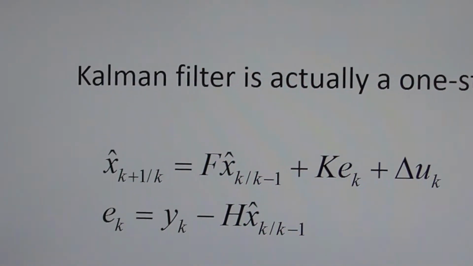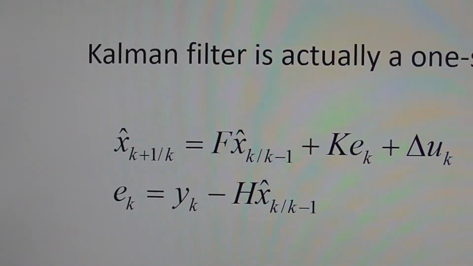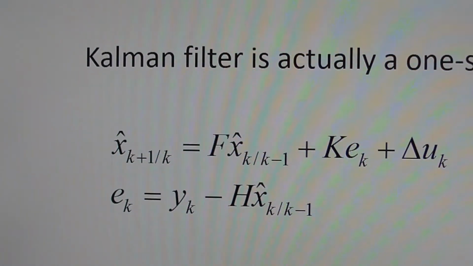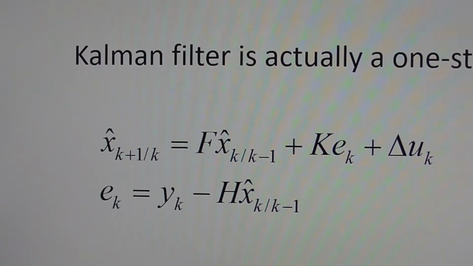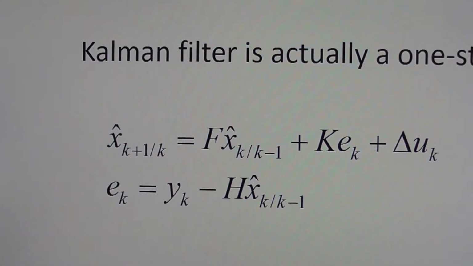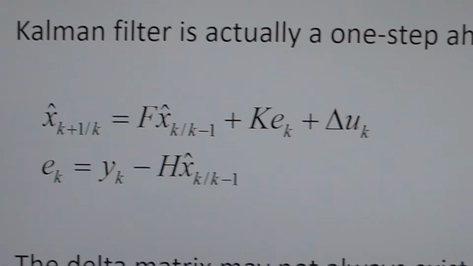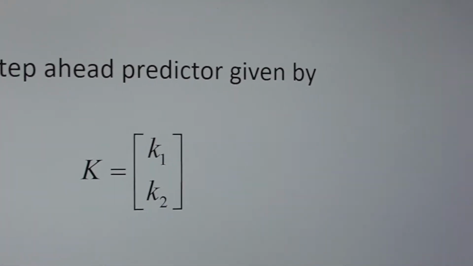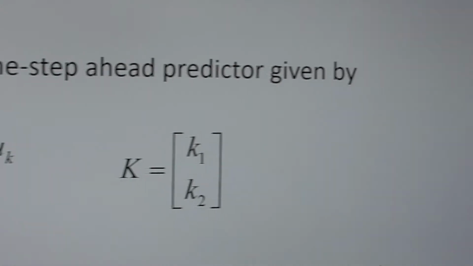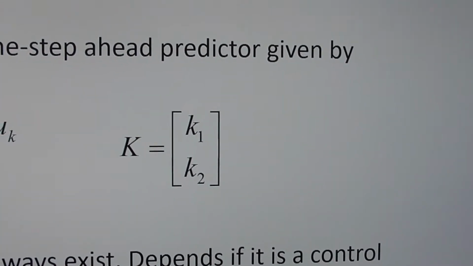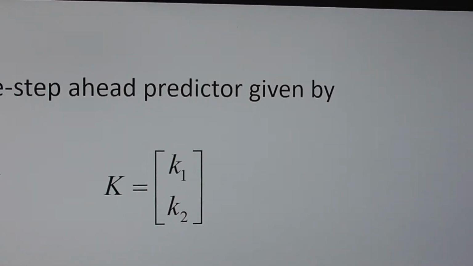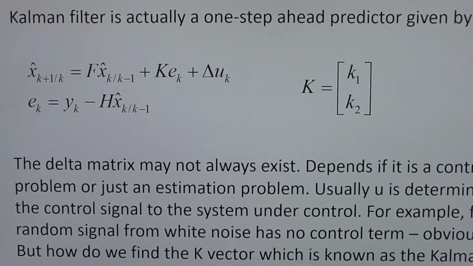Likewise, x hat k plus 1 given k means the estimate of the state at time k plus 1 given information up to time k. The vector, we actually get a vector for a simple case. It's just k1 and k2, and our job is to find k1 and k2. So how do we actually find k1 and k2?